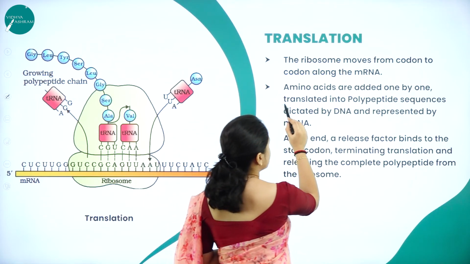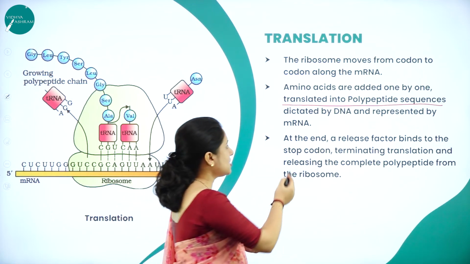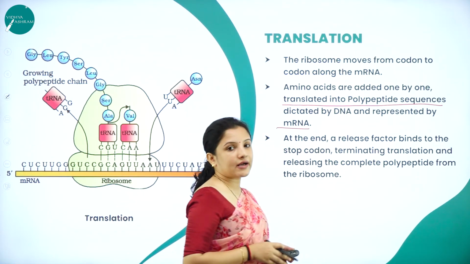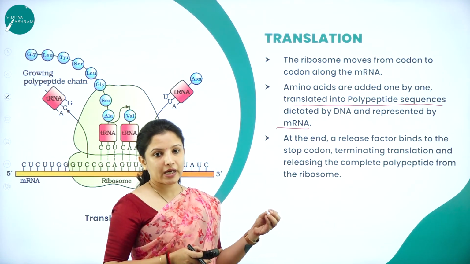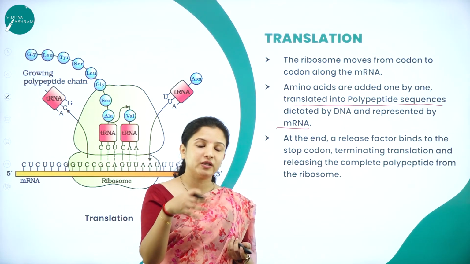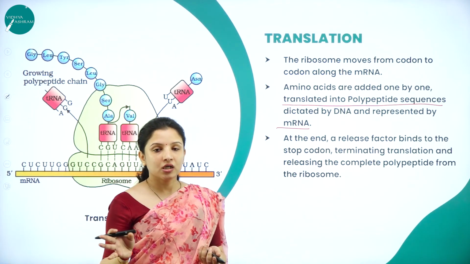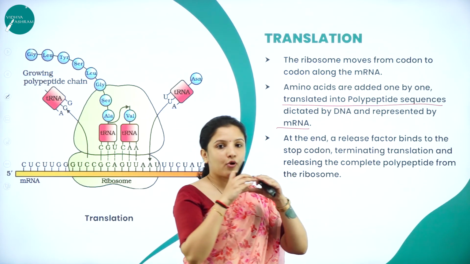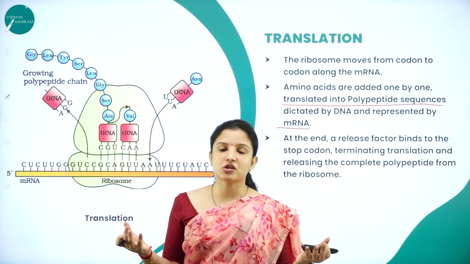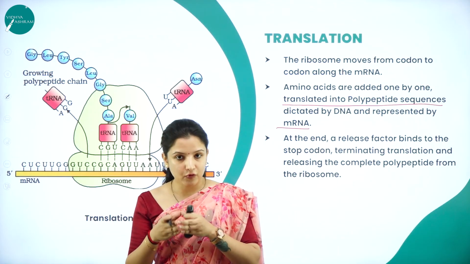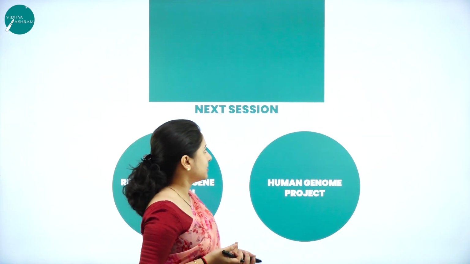It will get translated into the polypeptide sequence which is represented on the mRNA, and at the end a release factor will bind to it, that is, in the stop codon a release factor will bind, wherein the ribosomes and the tRNA and all that will get released from that particular region, and only a polypeptide chain of amino acids will be remaining, and that polypeptide chain of amino acids would be for the synthesis of a particular protein. So that is how the translation mechanism occurs.